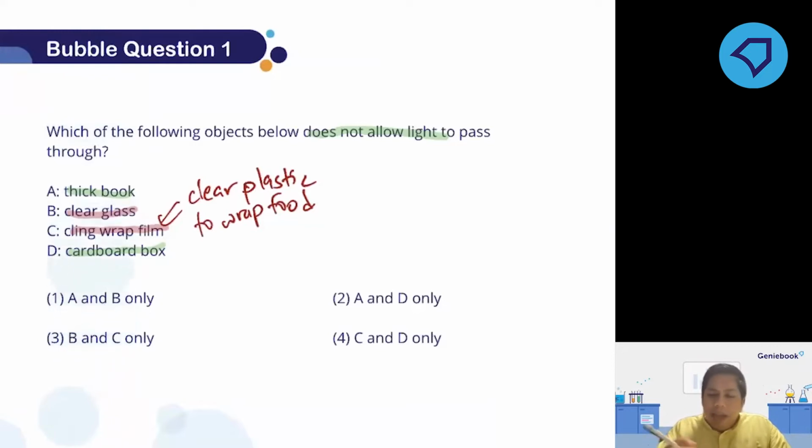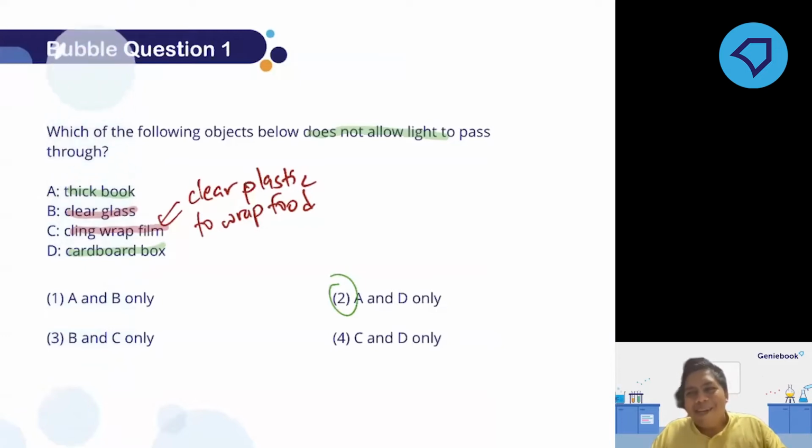It depends. Some cling wrap film can allow some light to pass through, and some can allow most light to pass through. But for this question, it's definitely wrong. So that's why the answer is A and D only, which is number 2. Very good. Who's ready for the next bubble question? Again, I will show the question and straight away start the timer because this is still quite easy. Ready?